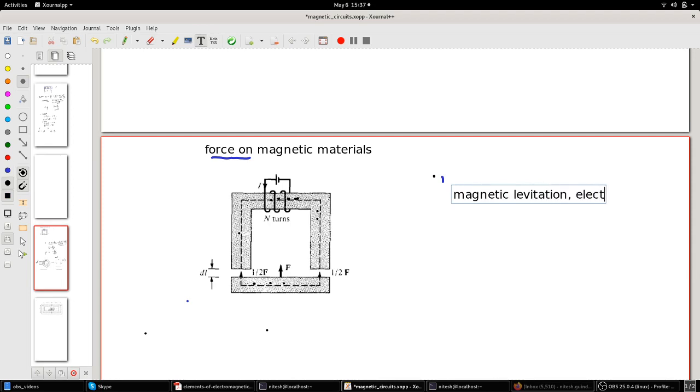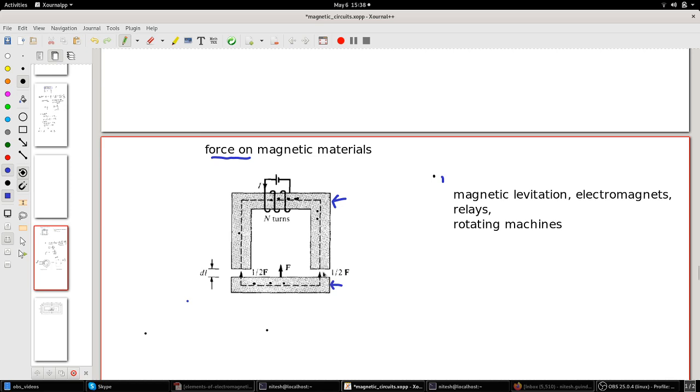Then electromagnets, relays, rotating machines, and so on. So in short, think about this as an example where we have an iron core, and we have wound a coil around this iron core, and then we are trying to pull this particular piece of magnetic material, which is also, let's say, an iron core, towards it.